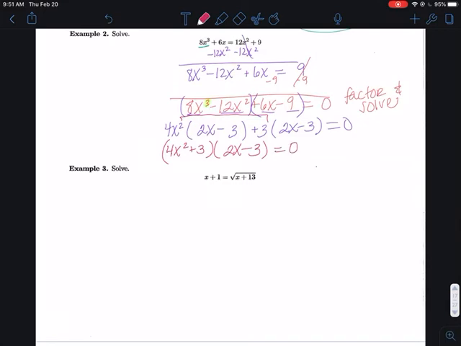And then you have to solve. So to solve, you have to set both parentheses equal to 0. So coming over here, 4x squared plus 3 equals 0, and then 2x minus 3 equals 0.